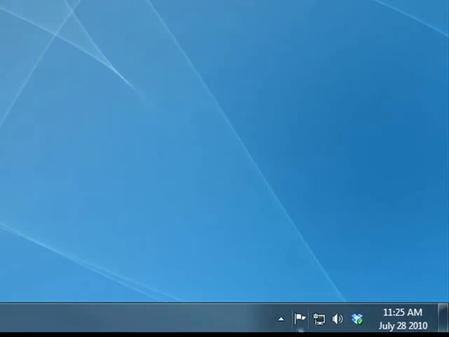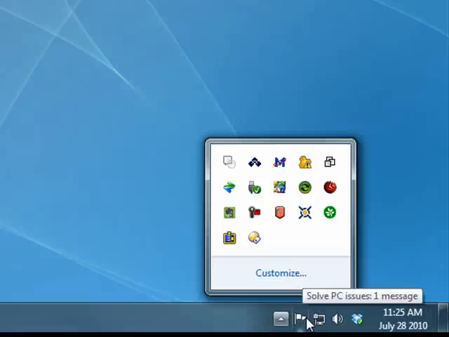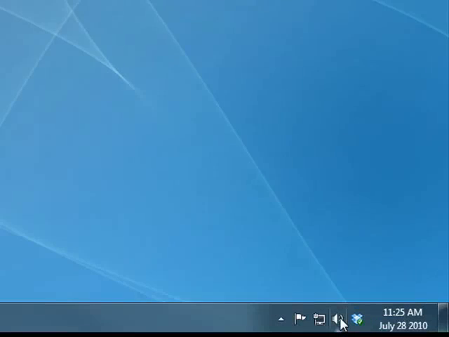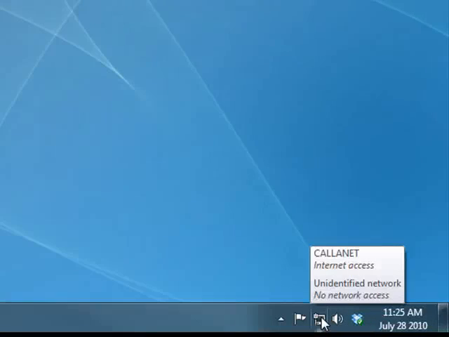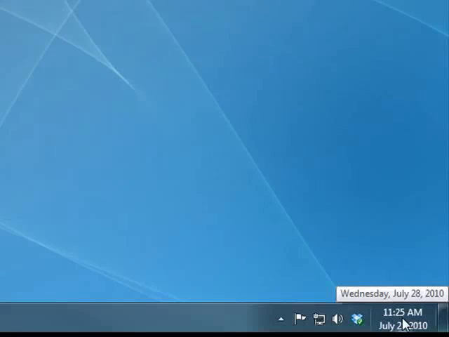So this is the system tray. It's a place where programs often minimize to, where you see your sound, your network status, and you can also have it show the date and time. That's the system tray, and that's all there is to it.